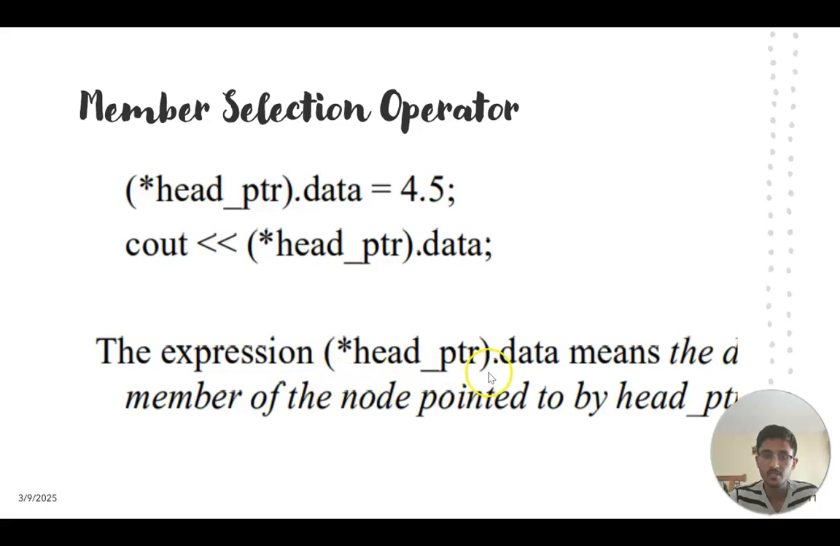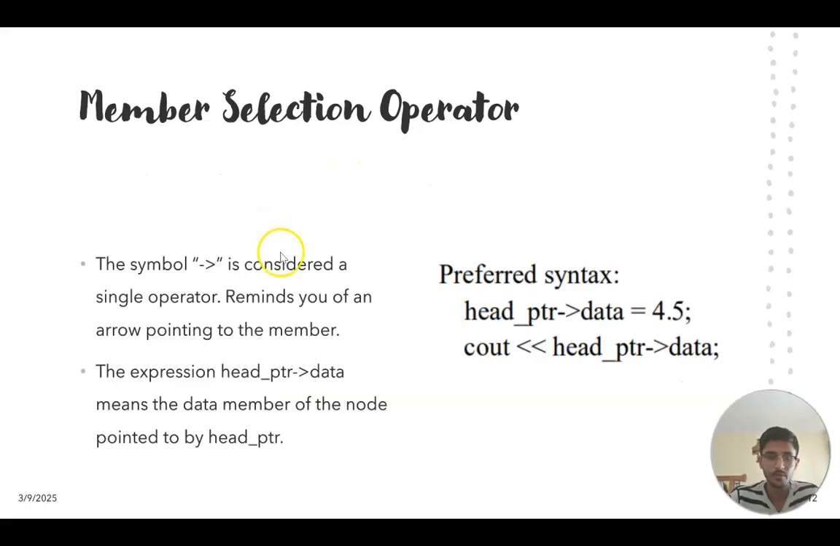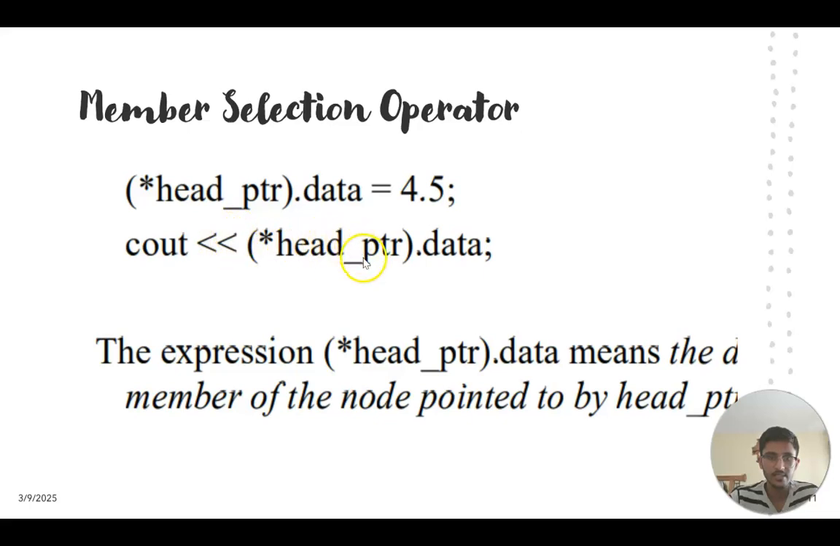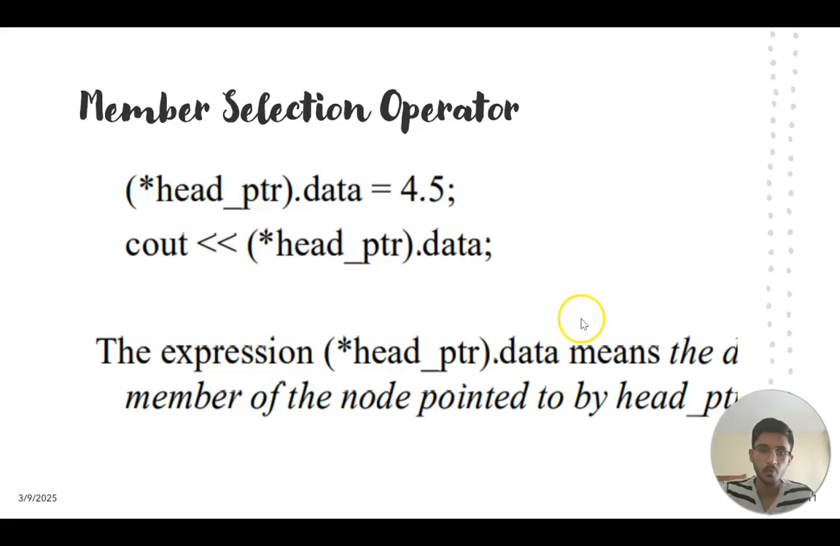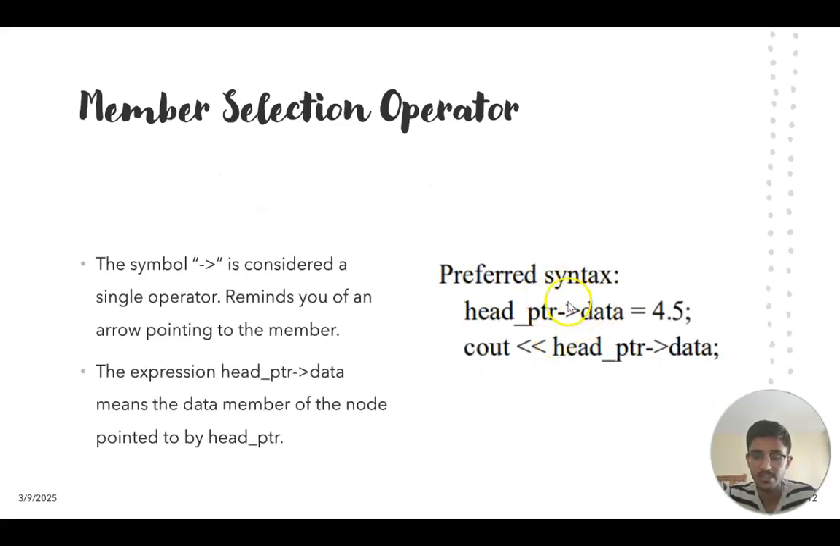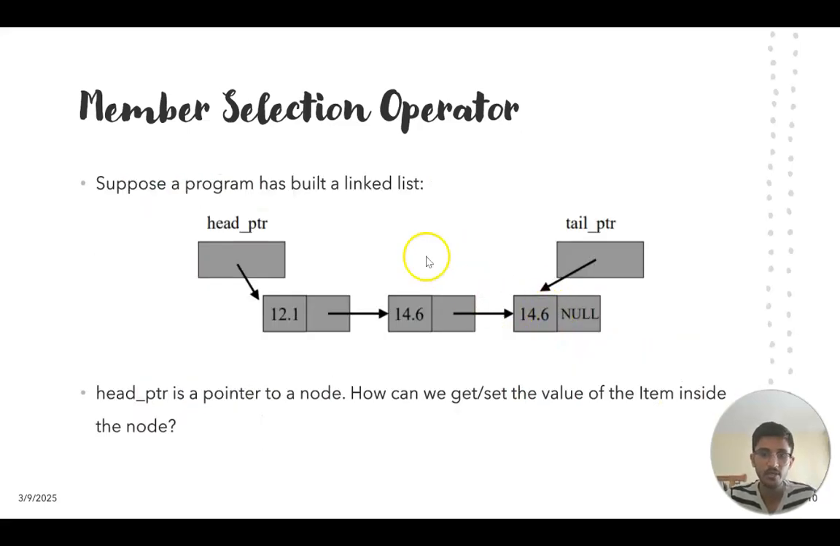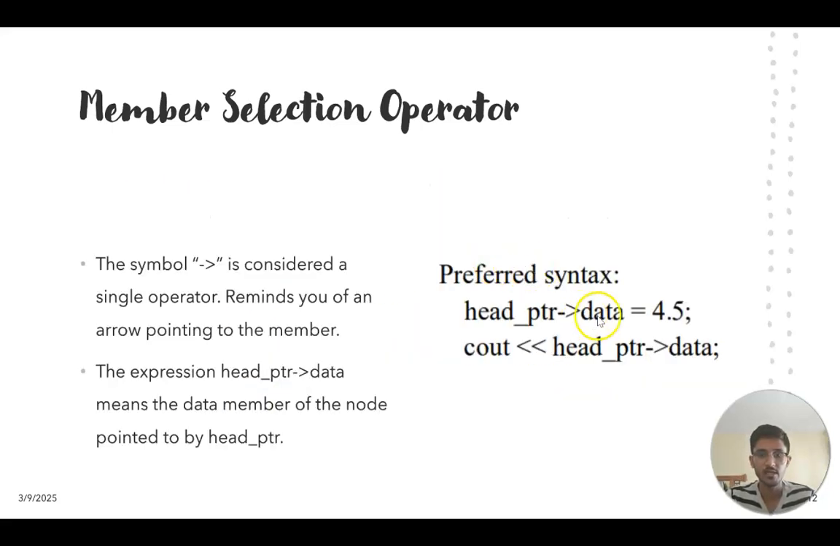Okay, so the head pointer expression means the data member of the node is pointed to by the head pointer. Basically, with this symbol, you're going to see this arrow mark over here where it points to the data. The head pointer is going to point to this data, as you can see over here, right? So the first node that the head pointer points to is 4.5.